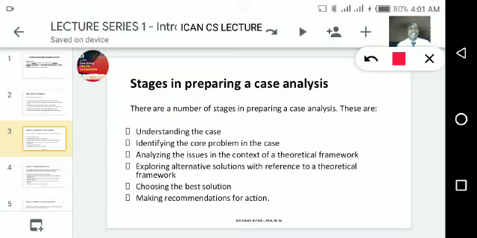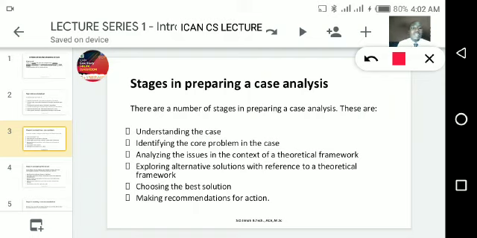Then you can say, yes, you want to analyze the problem or identify what theoretical framework or model to be applied to the problem in the case. So we have seen that you need to understand the case, and it's until you understand the case that you can identify the problem. Now, the other stage is that you need to be able to analyze the issues in the context of a theoretical framework.